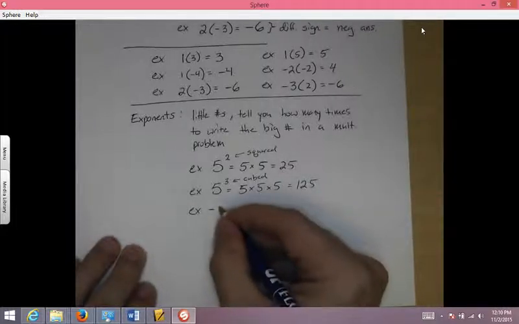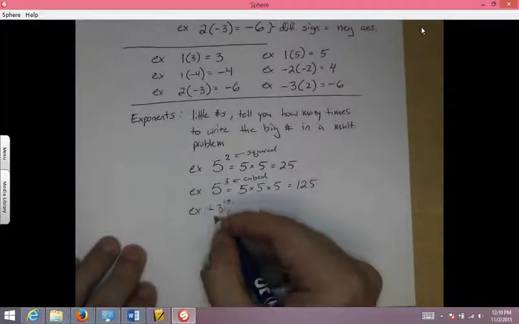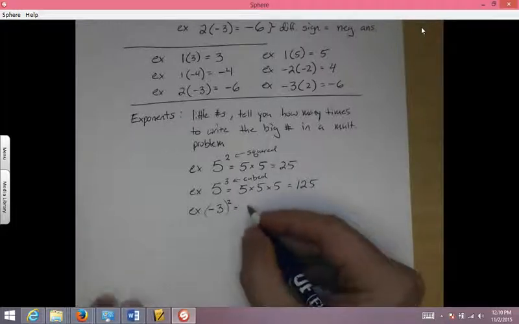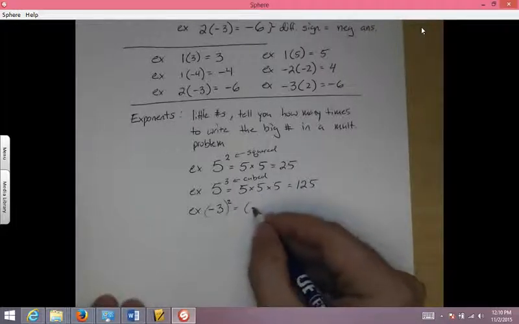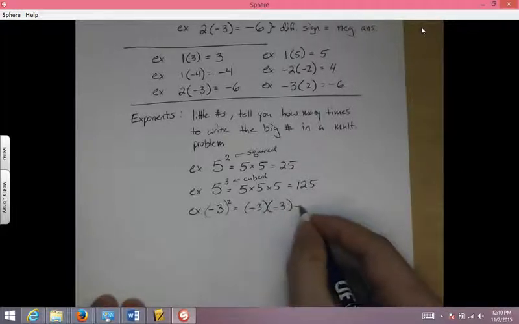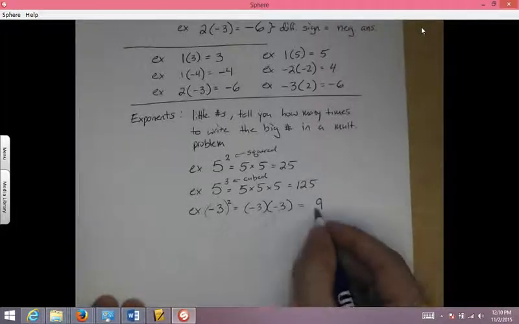Now, since we're dealing with positive and negative integers, you know a negative one's coming. Negative 3 squared, or to the second power. What I'm going to do here is write negative 3 twice. So, negative 3 times negative 3. 3 times 3 is 9, and since the signs are the same, the answer is positive.